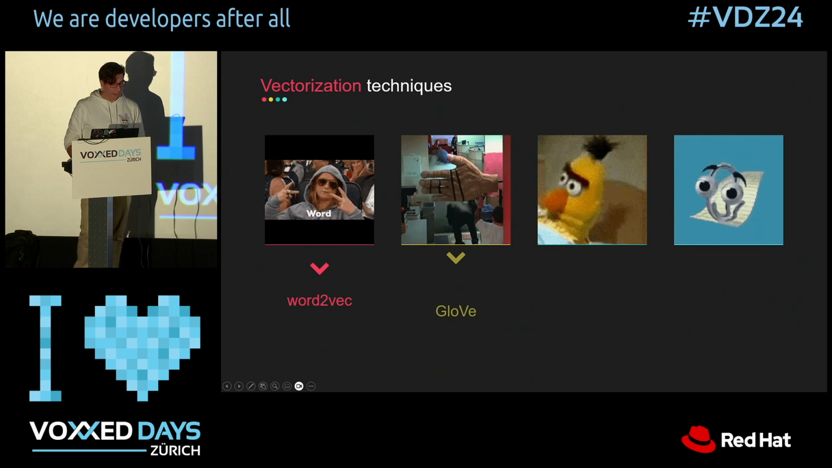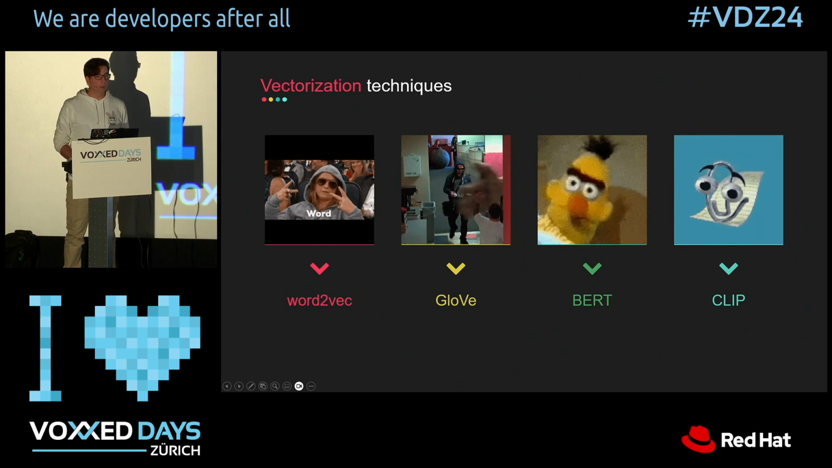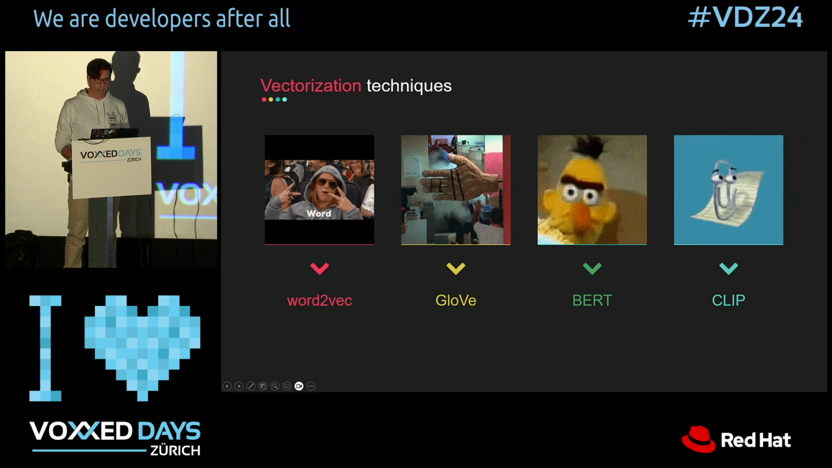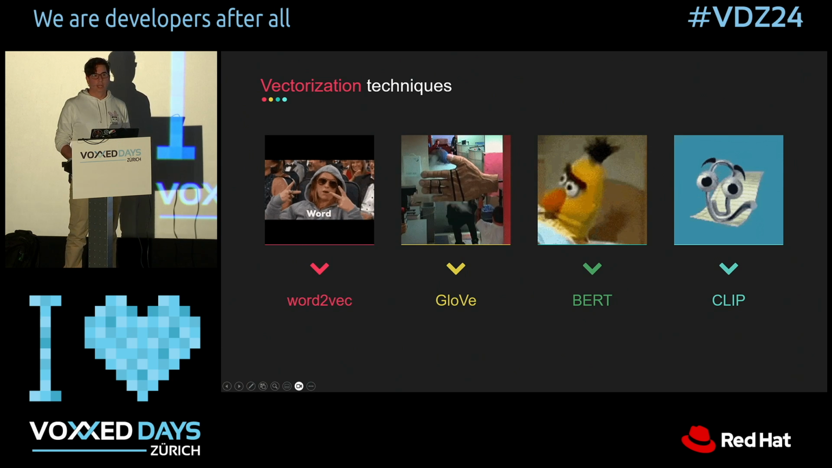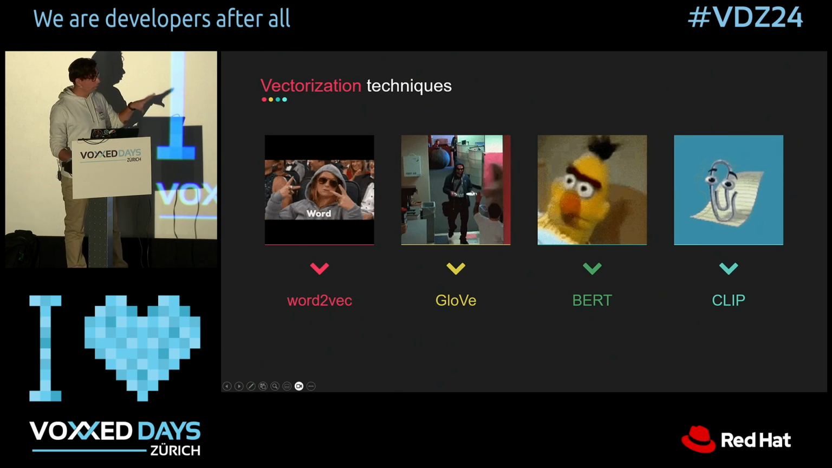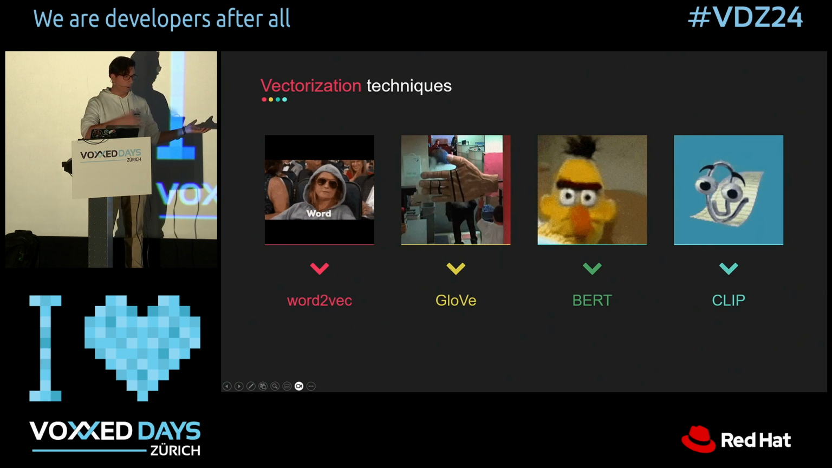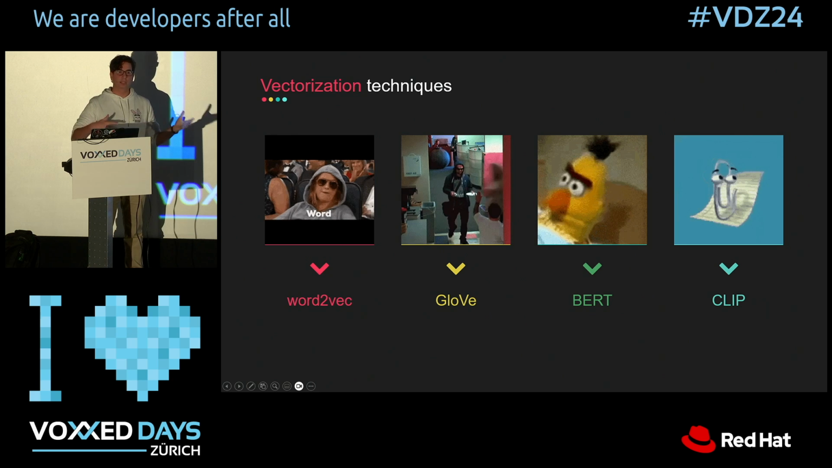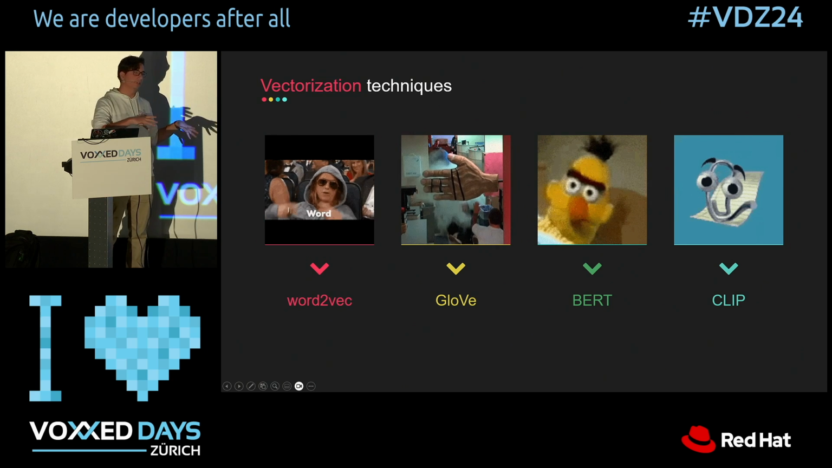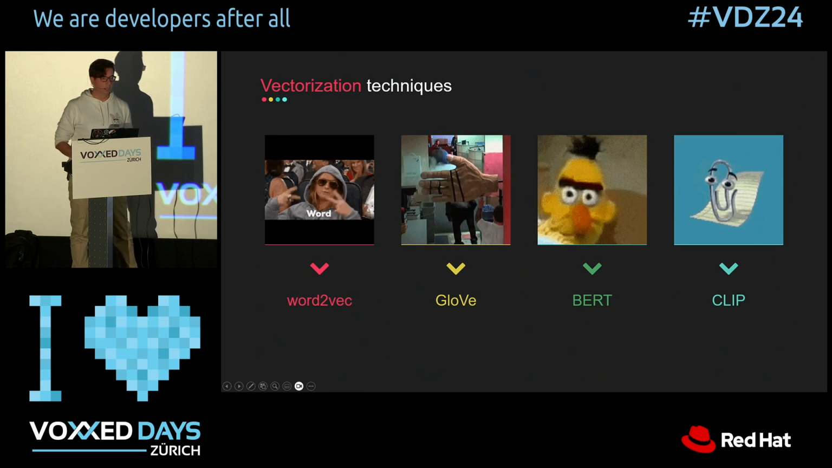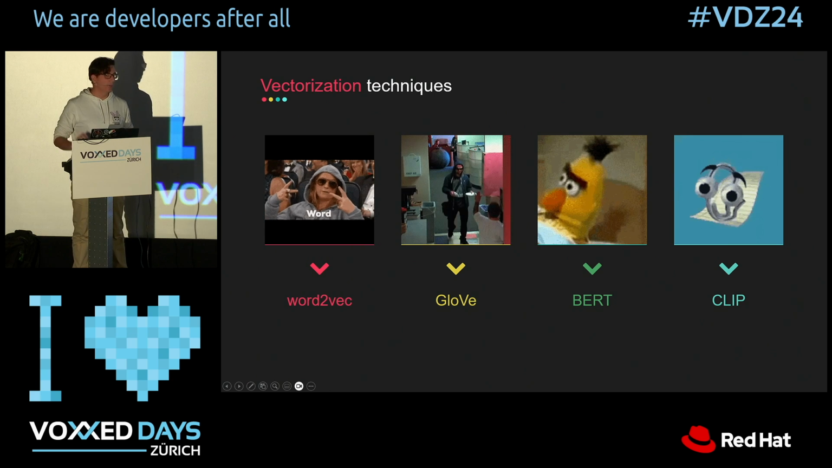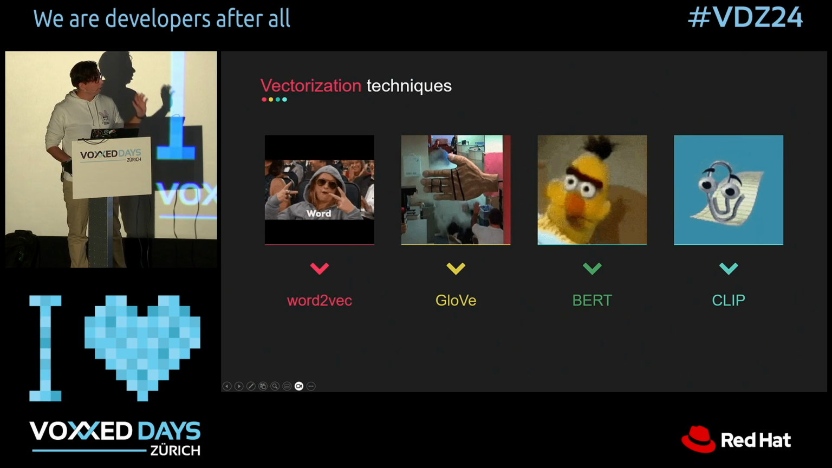There are a lot of vectorization techniques. The first one was Word2Vec, and GloVe came a couple of years later. But those two embedding models had a huge problem. They didn't understand context. So a word with different meanings in different contexts always had the same vector representation, which made it quite tricky to use.